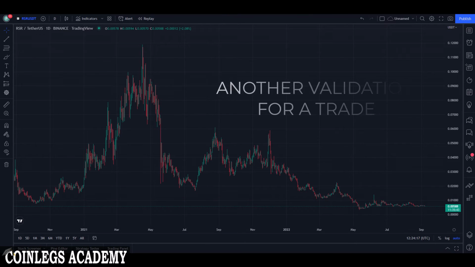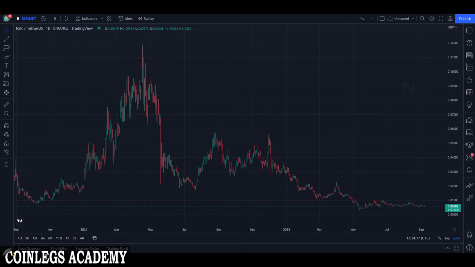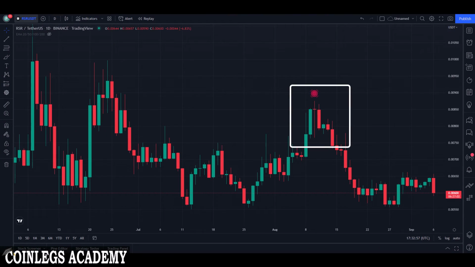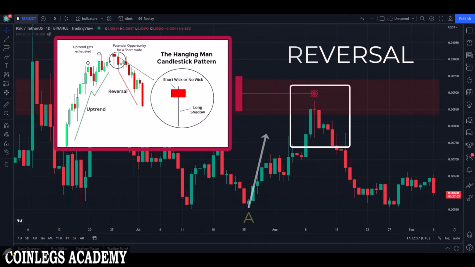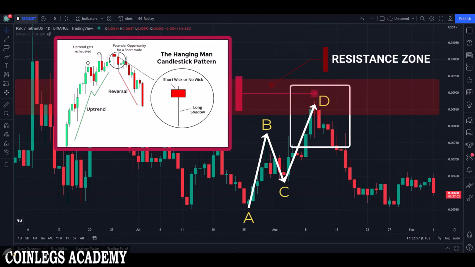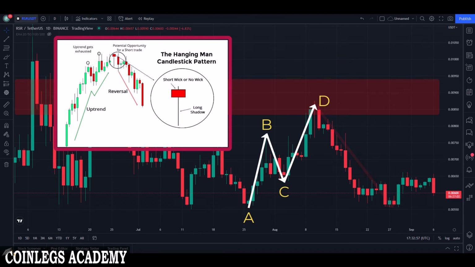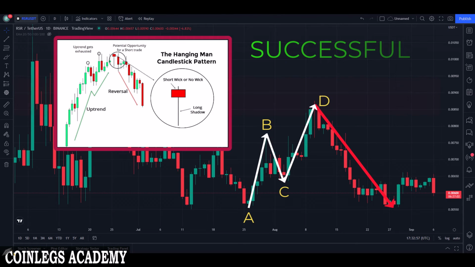Now let's see if we can find another validation for a profitable trade. Here we have the hanging man candlestick pattern. This pattern also indicates a reversal and gives us the second signal for a short position. Now, if we consider these bearish signals and take a short position here, as you can see, it's a successful trade.